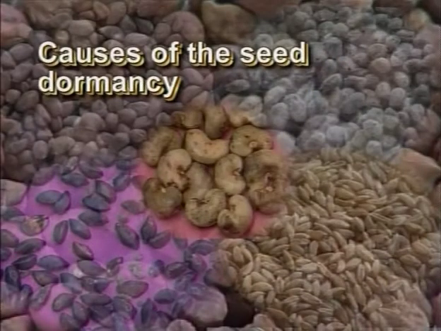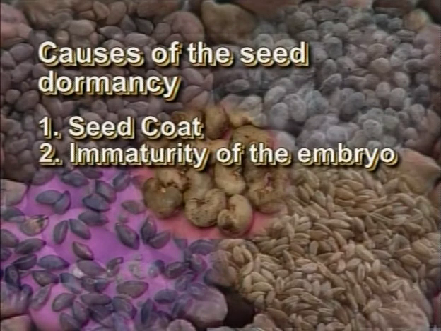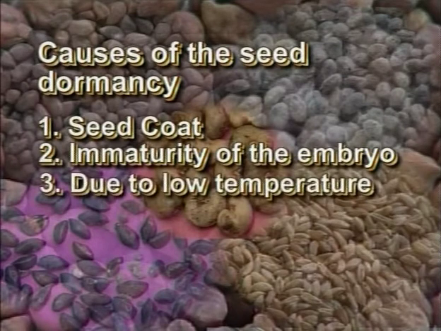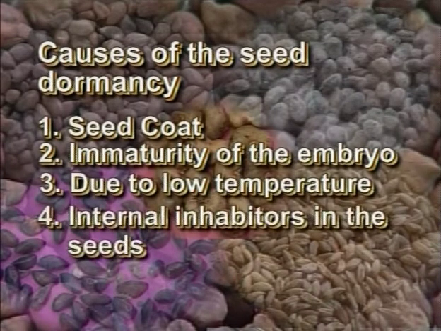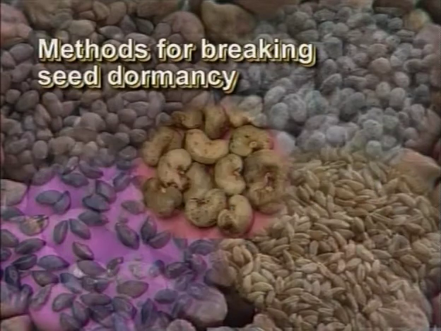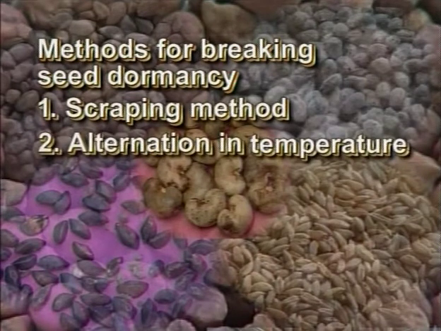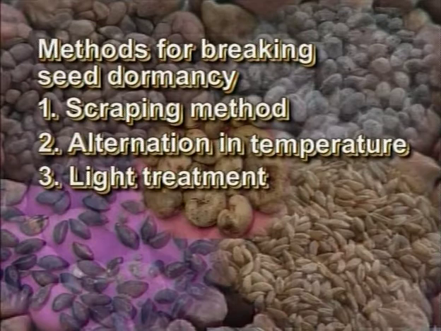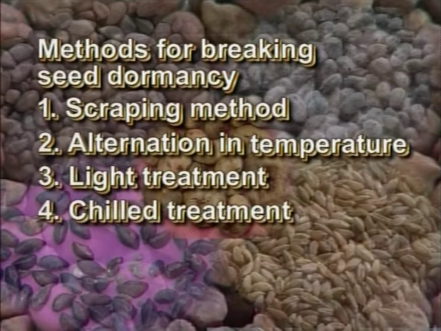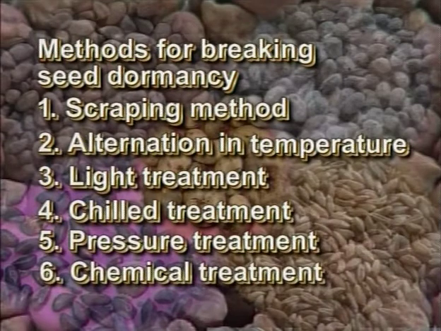Causes of seed dormancy: 1. Seed coat. 2. Immaturity of the embryo. 3. Low temperature. 4. Internal inhibitors in the seeds. 5. Necessary light. Methods for breaking seed dormancy: 1. Scraping method. 2. Alteration in temperature. 3. Light treatment. 4. Chill treatment. 5. Pressure treatment. 6. Chemical treatment.